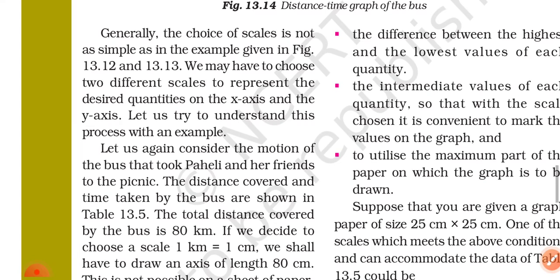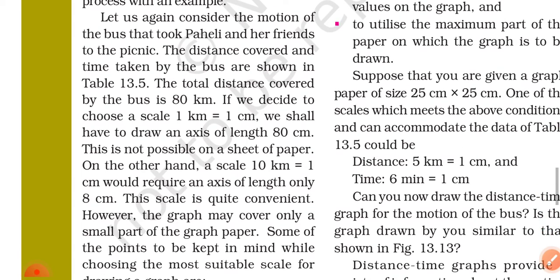Generally, the choice of the scale is not as simple as in the example given in figures 13.12 and 13.13. We may have to choose two different scales to represent the desired quantity on the x-axis and the y-axis. Let us try to understand this process with an example. Let us again consider the motion of the bus that takes Paheli and her friends to the picnic. The distance covered and the time taken by the bus are shown in table 13.5. The total distance covered by the bus is 80 km.